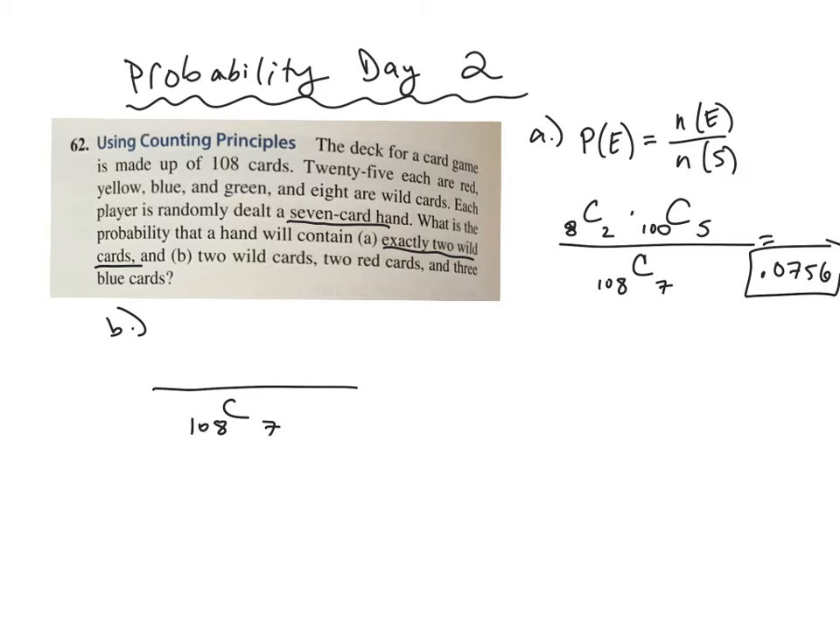To get 2 wild cards, it's going to be some combination of the 8 wild cards, choose 2. To get 2 red cards, it's going to be some combination of the 25 red cards. We need 2 of them, choose 2. And 3 blue cards, some combination of the 25 blue cards, choose 3. So again, you can type all this in your calculator and compute, and the probability is 0.0006929.